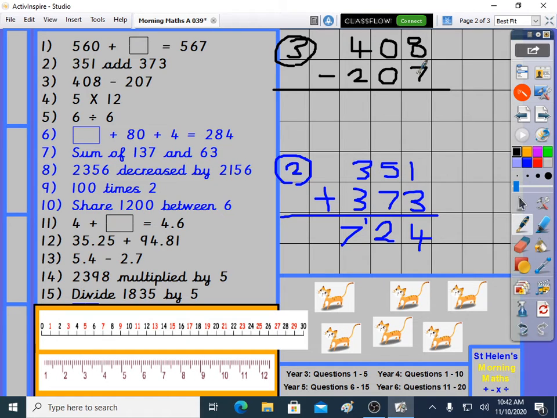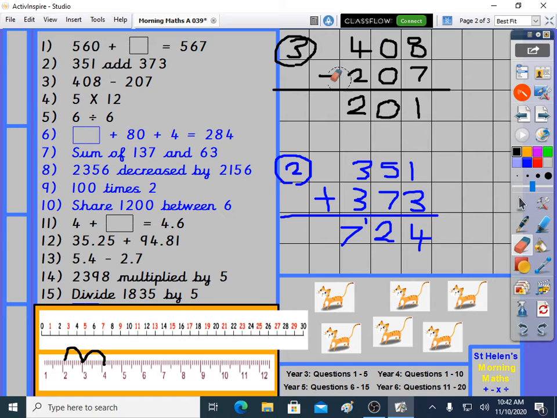8 take away 7. If you have 8 and you take away 7, there's 1 left. 0 take away 0 is 0, but a very important 0 that has to be there. 4 take away 2. 4 take away 1, 2, goes down to 2. So 408 take away 207 is 201.